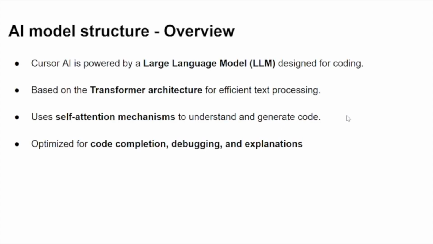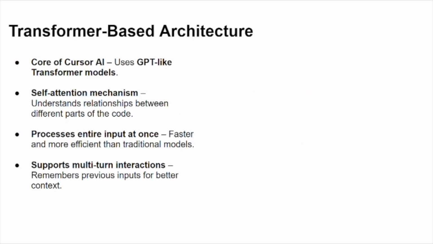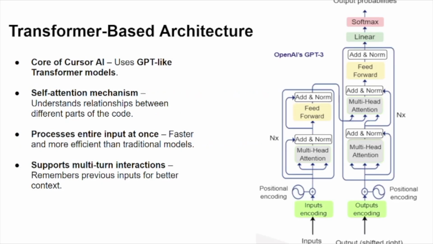Looking into the AI model structure, the Cursor AI is powered by a large language model, a deep learning based architecture specifically designed for understanding and generating human-like text. The AI model is based on transformer architecture, which enables it to process vast amounts of data efficiently and generate accurate responses. The backbone of Cursor AI is this transformer model, which is the same architecture used for GPT models.